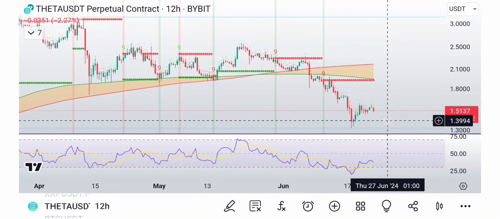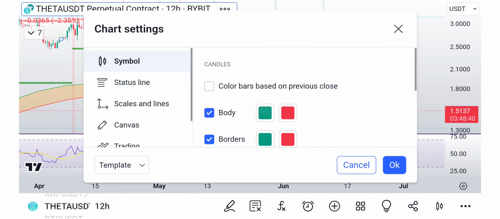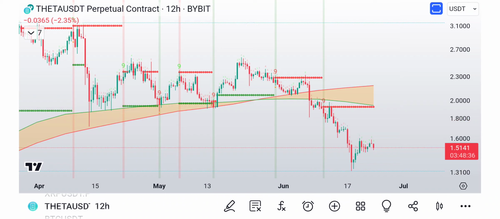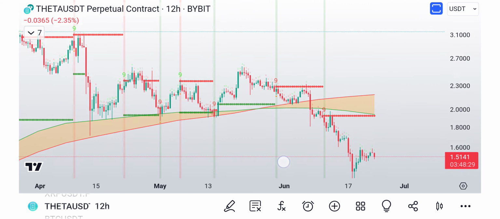It doesn't make sense to look at the 12-hour. So it's like, well, what time frame do you look at? Well, the best way to do it is go through a couple time frames and see which one has the best luck with those 9s, right?